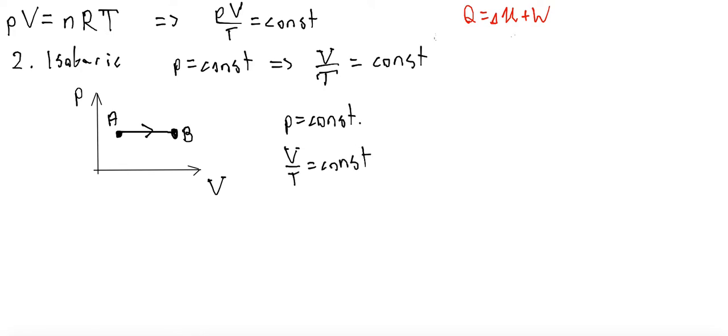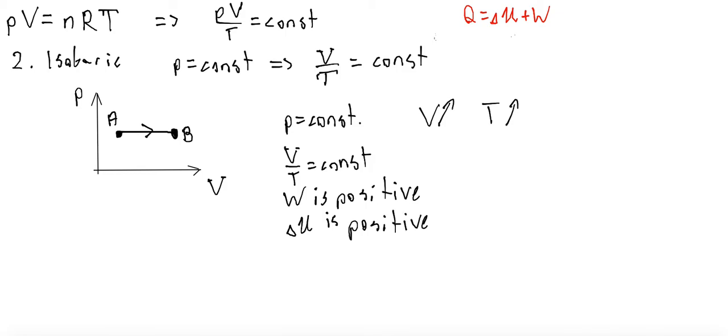Okay, let's look at our equation. In this case, gas does a work. What does it mean? Gas expands. Volume of the gas increases, so gas does a work. So W is positive. Okay, what happens with volume? If volume goes up, then temperature also goes up. So when temperature increases, delta U, the change of internal energy of the gas, is also positive. Okay?